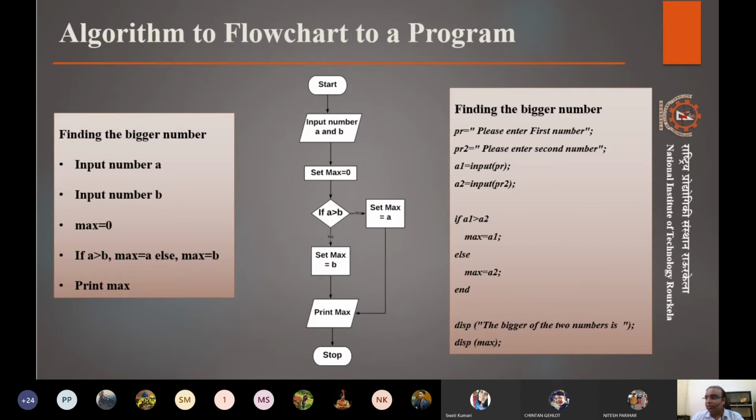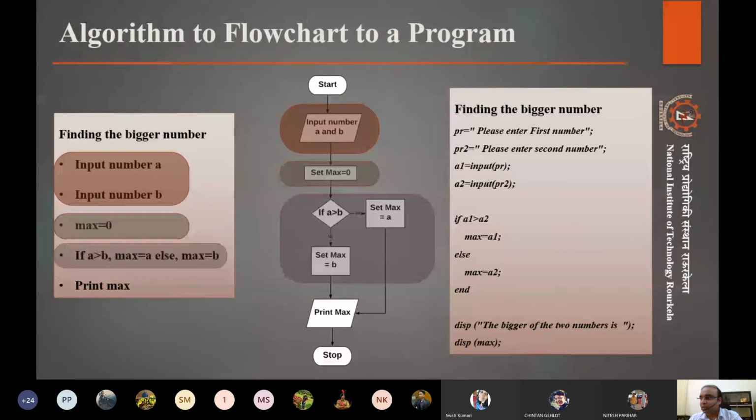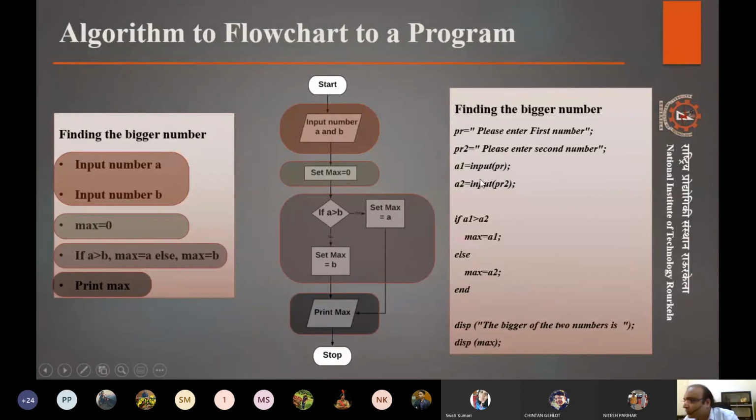But primarily focusing here, this is how the same program can be written as MATLAB code. Here also you see there are clear sections. In the flowchart and algorithm we saw different sections: inputs, processing, control or decision making, and output. Similarly, in this program there are very specific sections. The first section is getting the input.